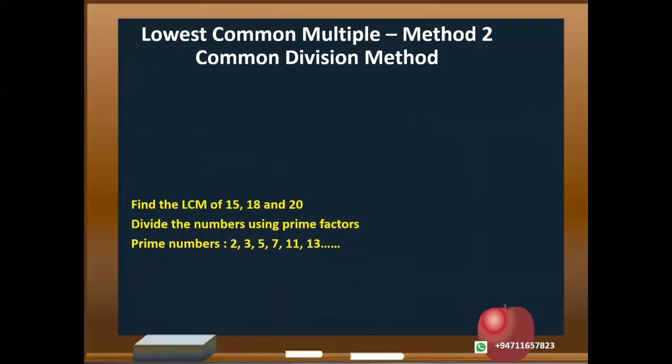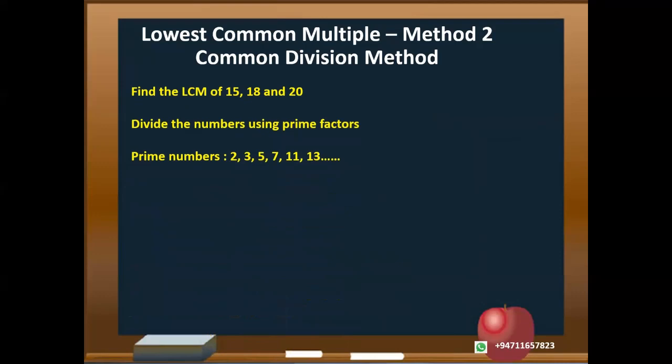We'll do another example. Find the LCM of 15, 18, and 20. There are 3 numbers, so you have to follow the same way. First, you have to write the numbers in a row separated by commas. Then divide the numbers by the least prime number which divides at least one of the numbers. As 18 is an even number, you can divide by 2. And 20 also you can divide by 2, but 15 you cannot. So 15 you have to write as it is.